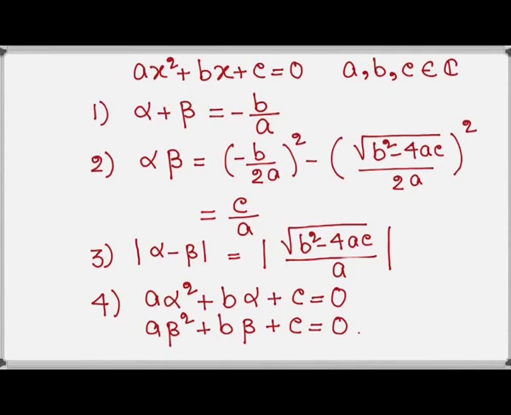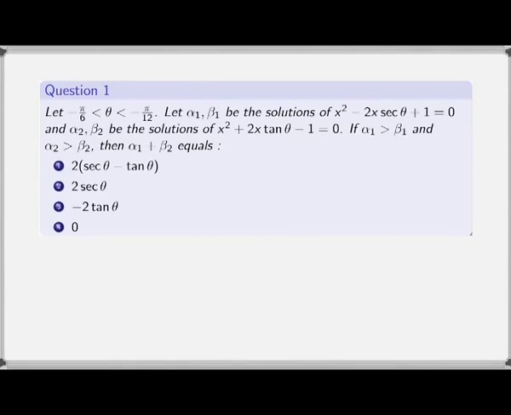Now with all this, we start solving some problems on quadratic equations. In this question, we are given that theta is an angle which is strictly between minus pi by 6 to minus pi by 12. So from here we know that theta lies in the fourth quadrant.